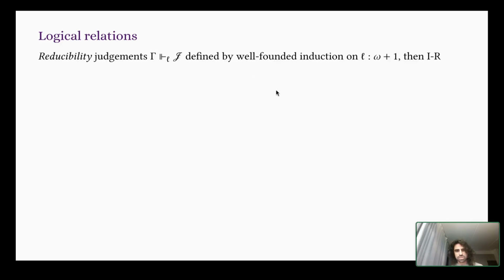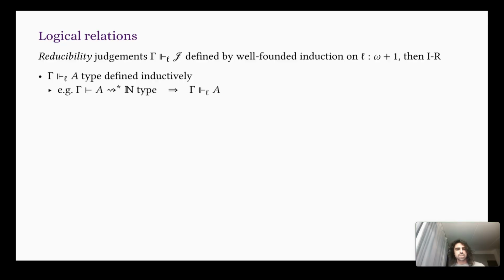These judgments are defined by well-founded induction on this level L, which is an external level. So it's an ordinal in omega plus 1. And then at a given level, the four judgments are defined by induction recursion. The judgment for types is defined inductively as an inductive type. And the judgment for terms and the other judgments are defined recursively on a witness that the type is reducible.